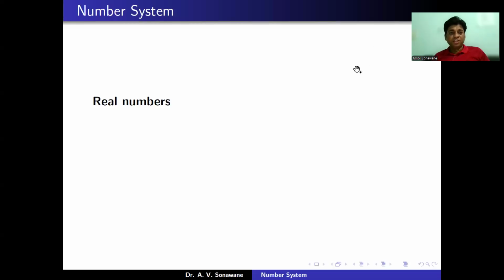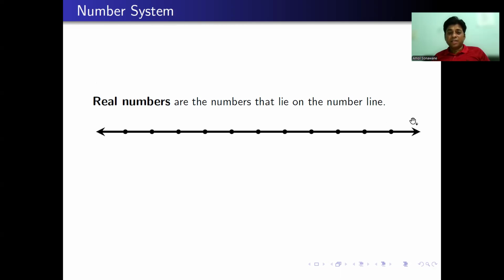Hello friends, in this video we'll see the topic number system. We'll start with real numbers. We know that real numbers are the numbers that lie on the number line. Number line looks like this. Number line contains numbers 1, 2, 3, 4, 5 and so on.